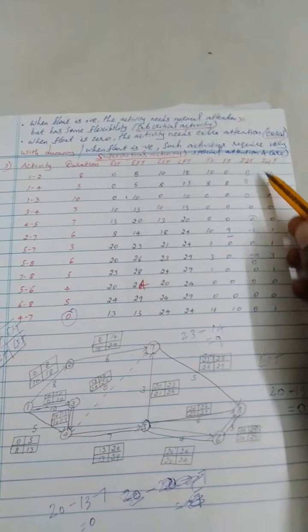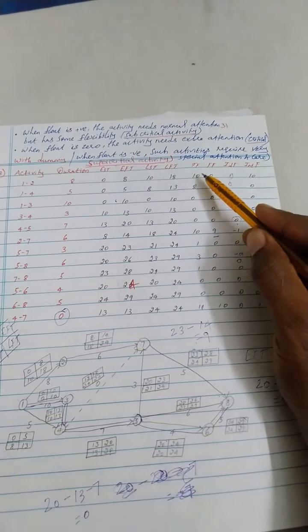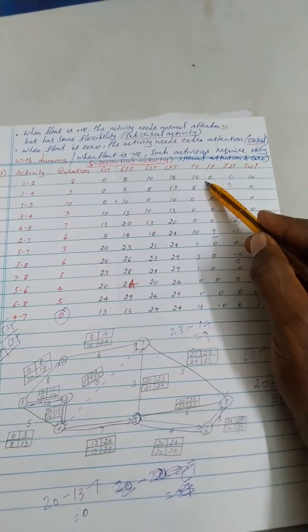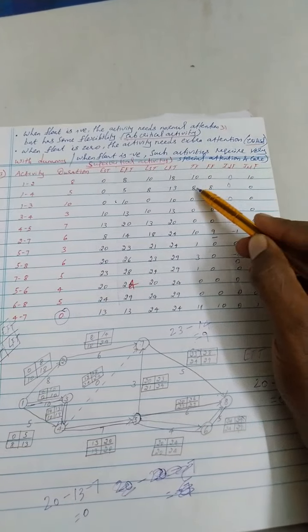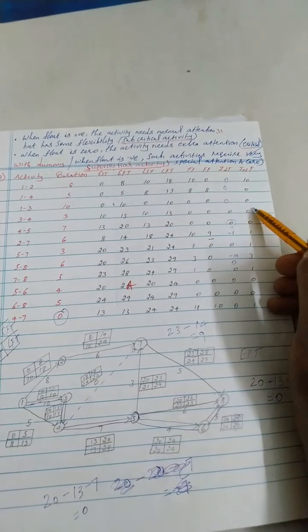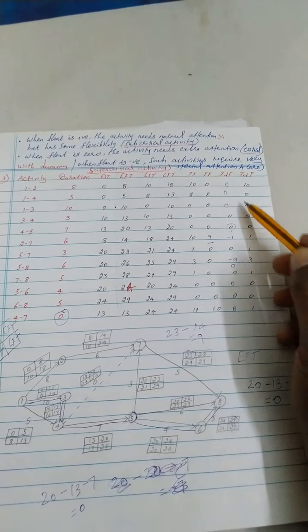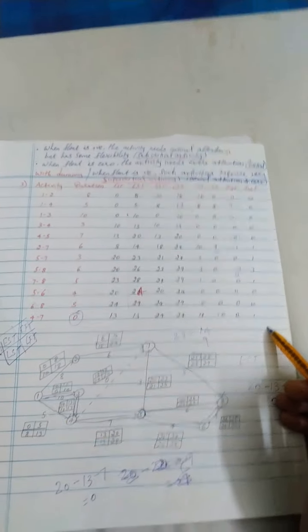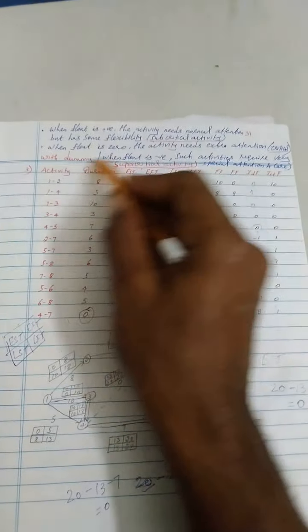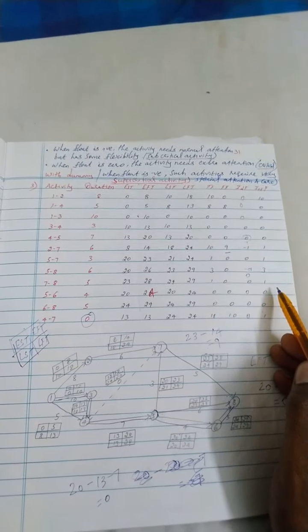Next, to find the interference float, you know the formula: total float minus free float. So 10 minus 0 is 10. 8 minus 8 is 0. 0 minus 0 is 0. Likewise 10 minus 9 is 1. So likewise this process will proceed. On the whole, these computations are called the critical path method.